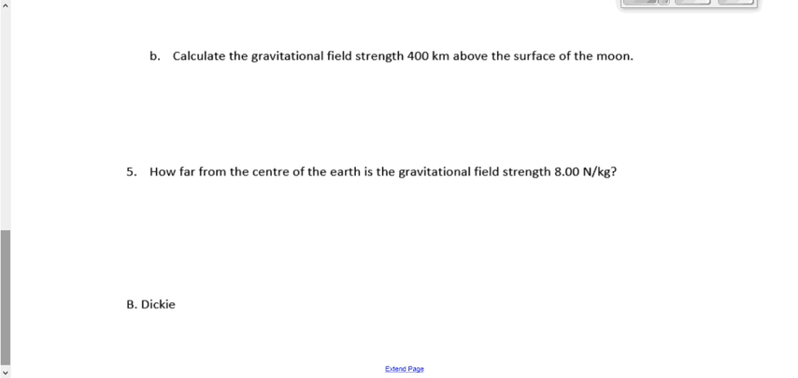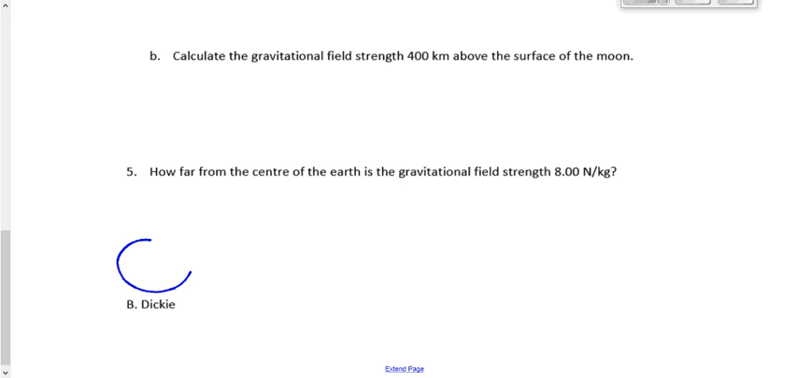8.0 newtons per kilogram. Some people are really good at reading the question and identifying whether you've got a producer or an experiencer and therefore which equation to use. Some people aren't so good at it, and that's okay. If you're not so good at it, then draw a diagram, because sometimes that becomes a little bit helpful.